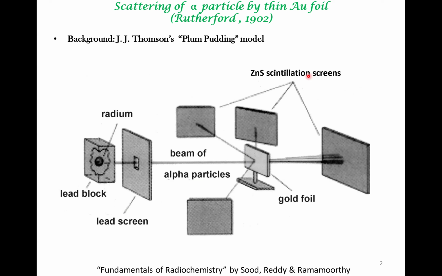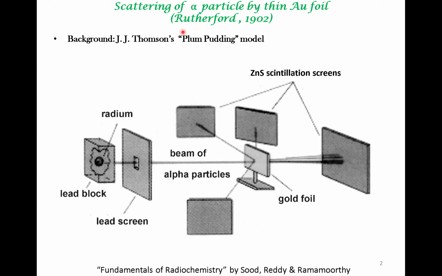An important discovery is by J.J. Thomson, who discovered that one of the fundamental particles of nature is the electron. He later developed the plum pudding model. So when Rutherford started his experiment, this was our understanding of atom and matter.